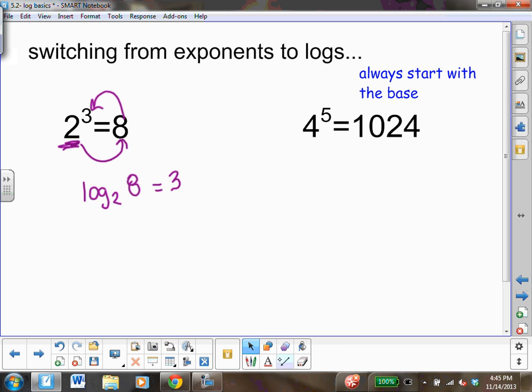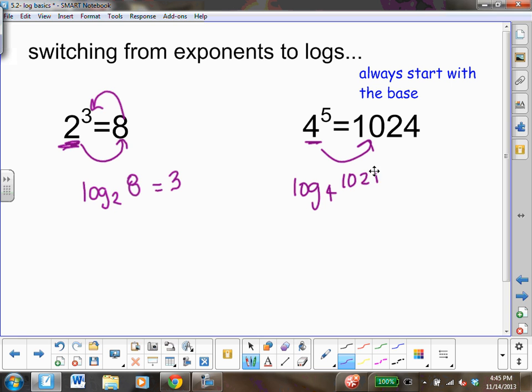Let's do another one. So since our base is 4, it would be log base 4 of 1024 equals the power of 5.